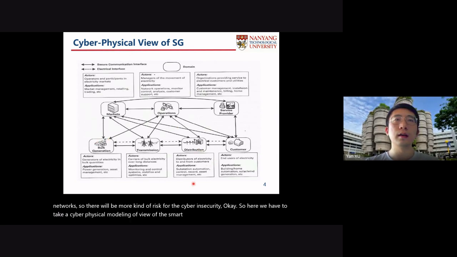Now looking at this graph, we have solid lines representing the communication interface among different sections, different equipment, different subsystems of the smart grid. And besides, we have the electrical interface denoted as the dashed line. Clearly you can see we have generators, transmission lines, distribution lines, and the customer loads. These are certainly connected by electrical circuits. So the power is generated from the plant, transmitted over the transmission grid and distribution grid, and delivered to the customer appliances.